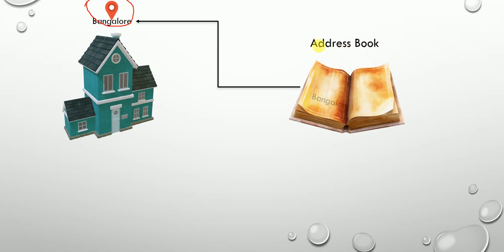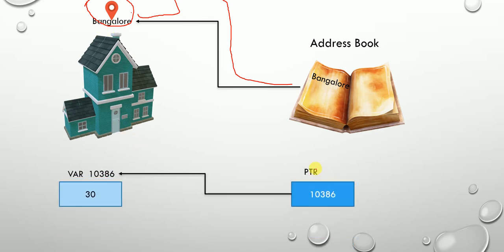So what will the address book contain? The address book will contain this particular address. Means that if you go to the address book, it will be pointing to the address of your house. So the address book is one variable and the house is one variable. What does the address book do? The address book points to or holds the address of your house. Similarly, a pointer works the same way. A pointer is a variable which holds the address of another variable.